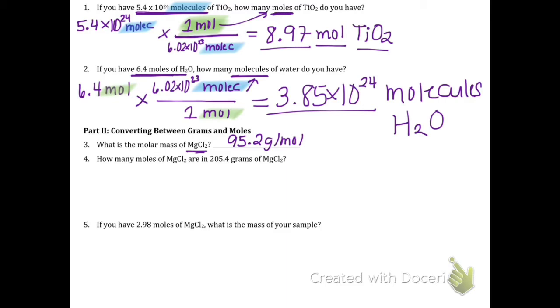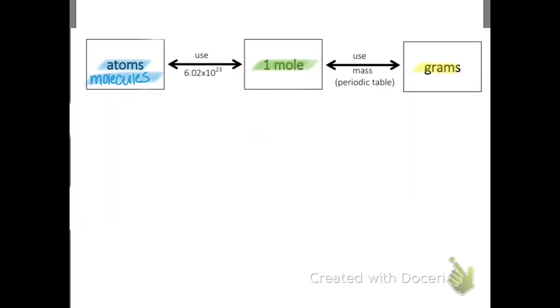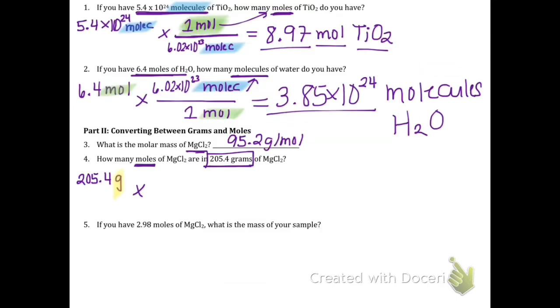It says how many moles of magnesium chloride, so you're looking for moles, are in 205.4 grams. Every time you have a number, that's the first thing you want to write down. So 205.4 grams. Okay, we know grams is yellow. So we're going from grams to moles. So if we look at our map here, right, we're going from grams to moles. How many steps is that? Just 1. So we're going to draw 1 fraction. Okay, whatever you have on top must come to the bottom. So that's going to be your grams.